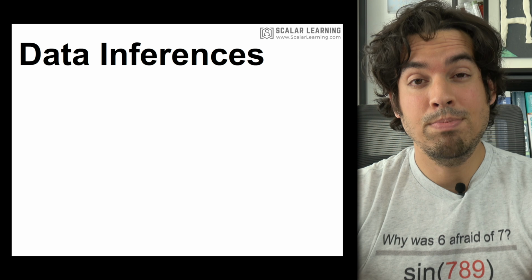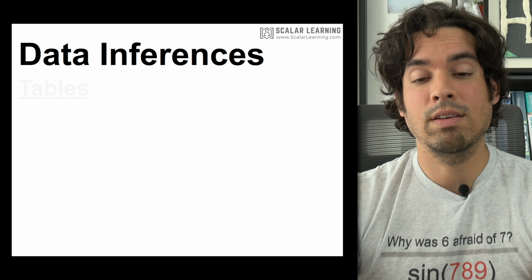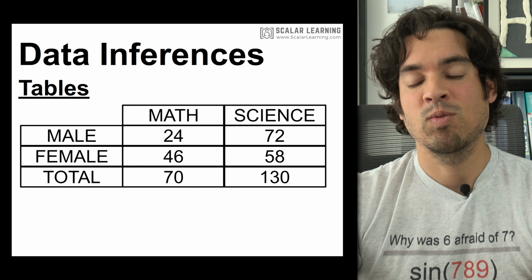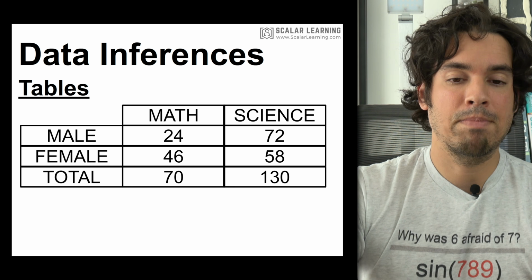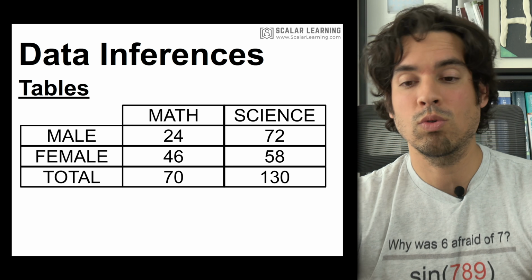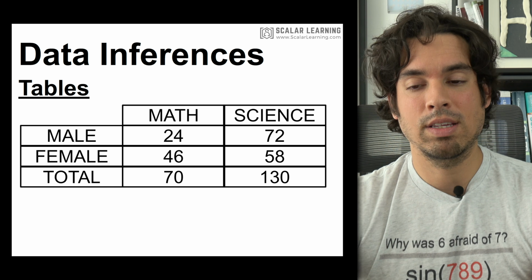Another thing that you gotta be comfortable with is how to make data inferences from tables. So we're gonna talk about a couple examples here. So let's say we've got this nice table of male and females enrolled in math and science at some university or school or whatever, and we've got the totals and everything listed out nicely.